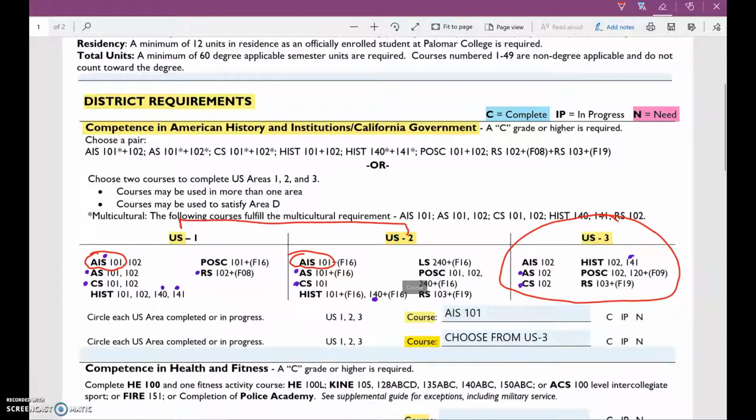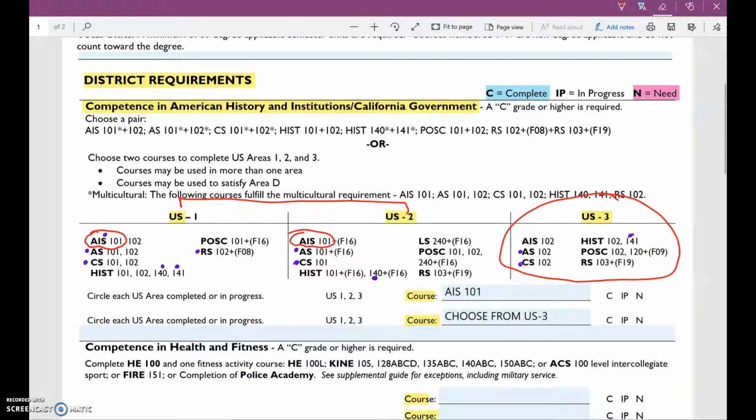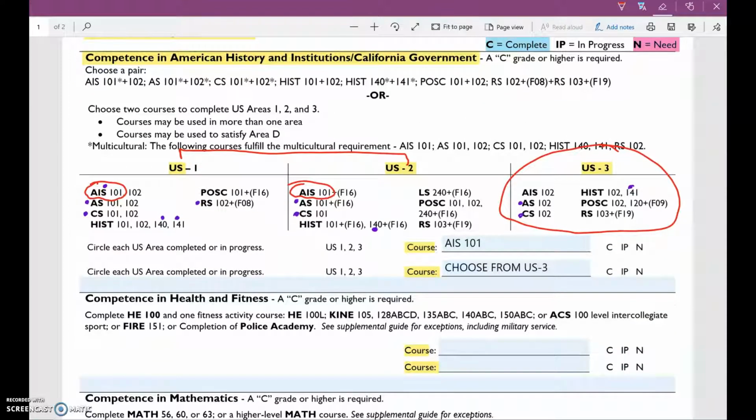So now a student would only be left responsible for picking a history course that covers the US 3 section. The US 3 section specifically has California government in it. But now you know how to look up the course descriptions of these courses in the catalog online. The little purple dots indicate courses that also satisfy another section at the bottom here on page 1 of the AA sheet. So there are some courses that satisfy multiple areas.